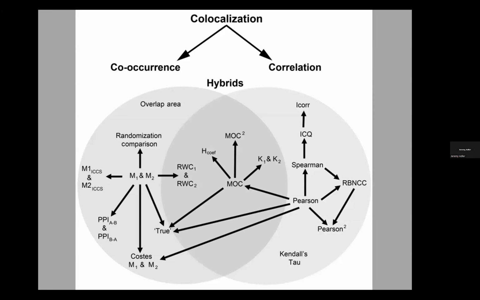Here is just a mess, really, a Venn diagram showing coefficients that work for co-occurrence, those that work for correlation, and then there's a group in the middle that measure a bit of both. These are basically hopeless, simply because it's impossible to clearly state what they are measuring. If we consider the world, coefficients can be defined as co-occurrence, are they in the same place? Correlation, what is their intensity relationship?